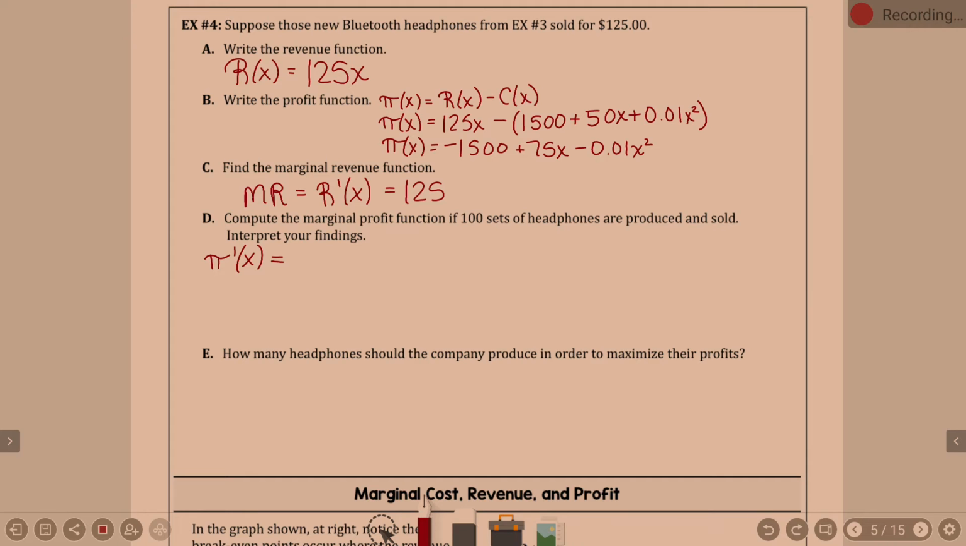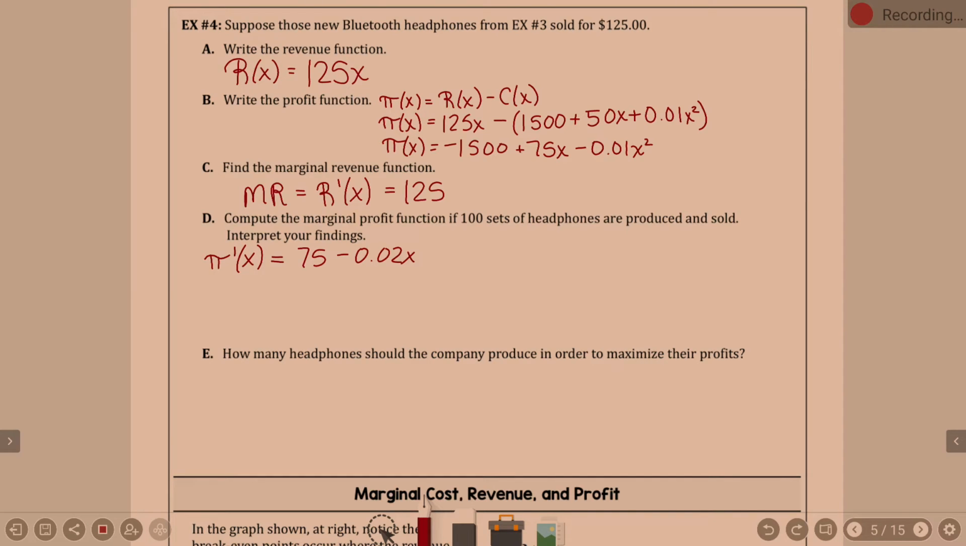Now, it kind of works out that we did go ahead and clean it up, doesn't it? Because that makes my derivative a little easier. What's that derivative of profit up here? Derivative of negative 1500 is zero. Derivative of 75x is 75. Minus the derivative of 1/100th x squared is going to be 2/100th x.